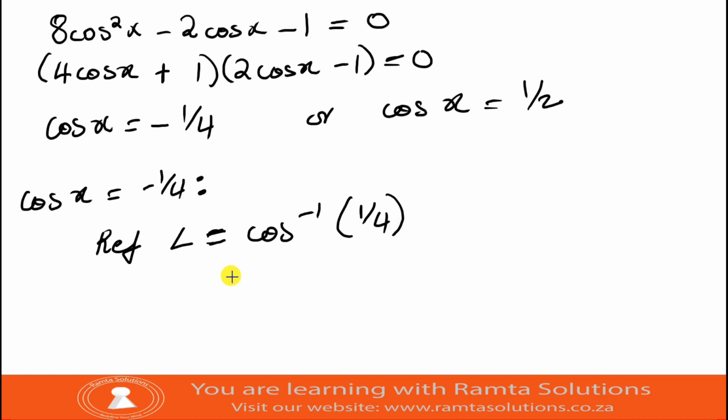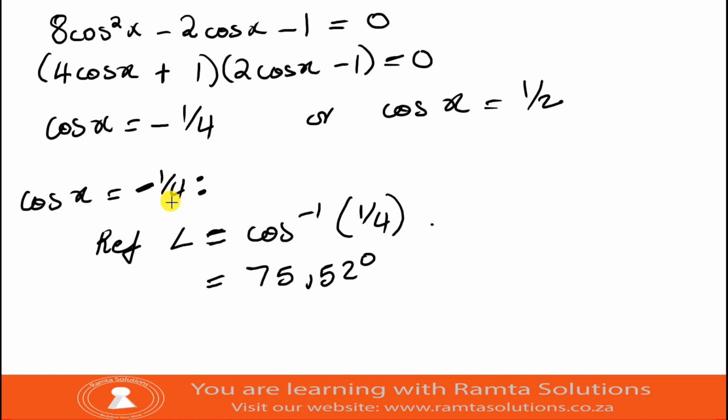So what is it? Your reference angle will be cos inverse of 0.25. I'm using the Casio FX-991, so it will be shift cos and then 0.25. So our reference angle is 75.52 degrees. Now, as you can see, cos x is negative.